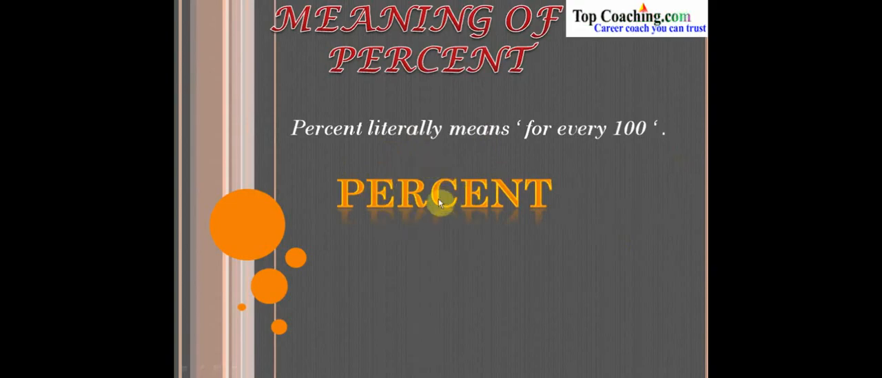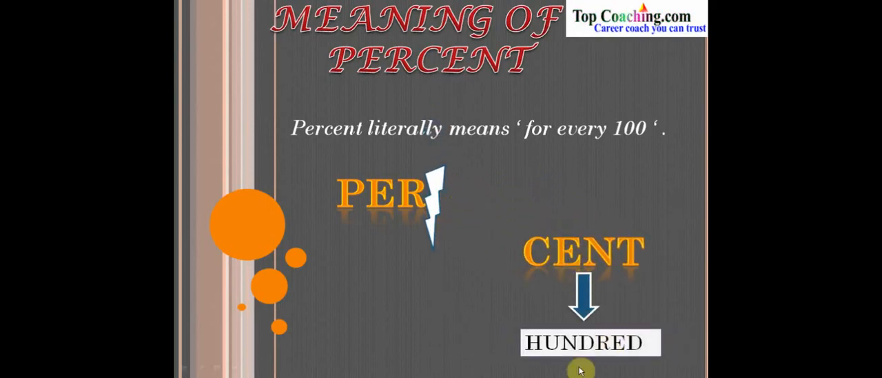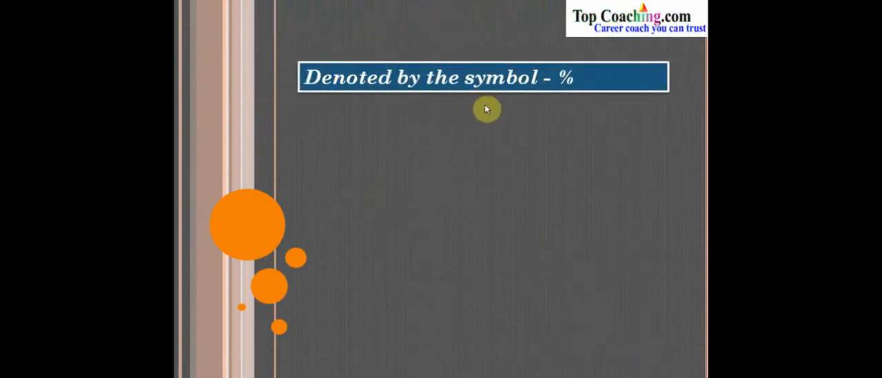Now, why does the word percent mean for every 100? Percent can be divided into two parts, per and cent. And the meaning of cent is 100. So, for every 100. Thus, percent actually means for every 100 or out of every 100. We compare a quantity with respect to 100. Now, percent is always denoted by this symbol. So, this symbol always means that we are denoting a percentage.